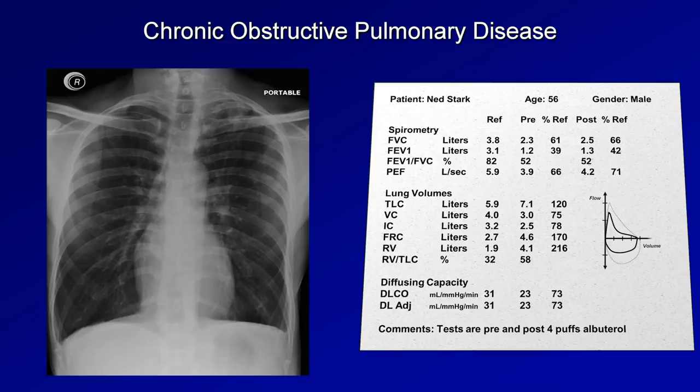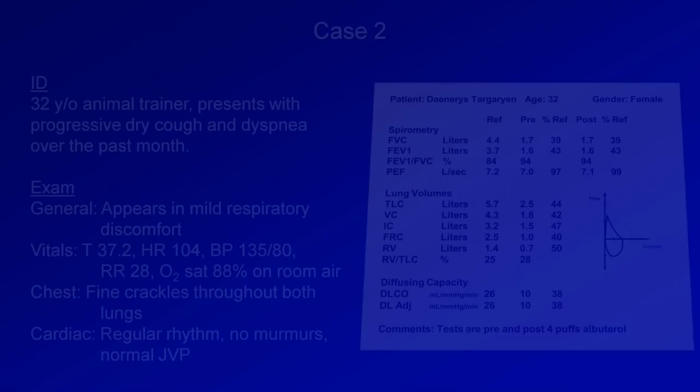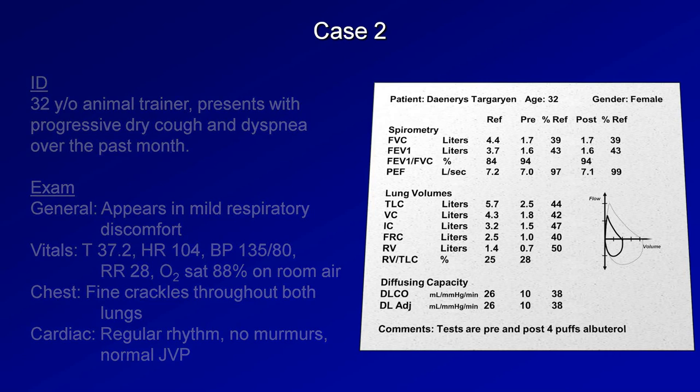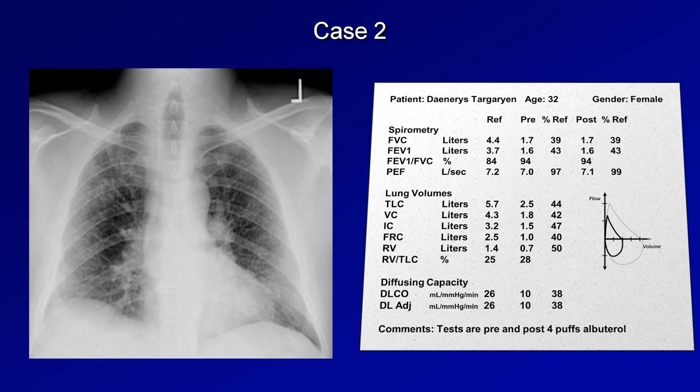I'll move through the next 4 cases a little bit more quickly. Case 2, a 32-year-old animal trainer presents with a progressive dry cough and dyspnea over the past month. Her exam is notable for a respiratory rate of 28, O2 sat of 88% on room air, and fine crackles throughout both lungs. Here's her chest X-ray, and pause the video for as long as necessary to analyze the case.